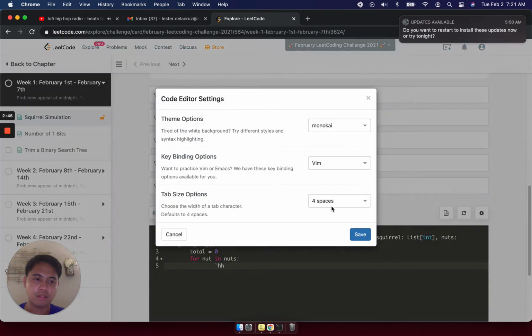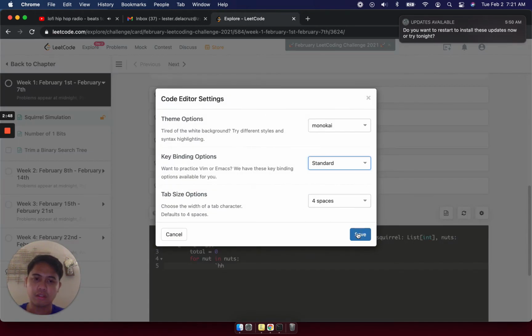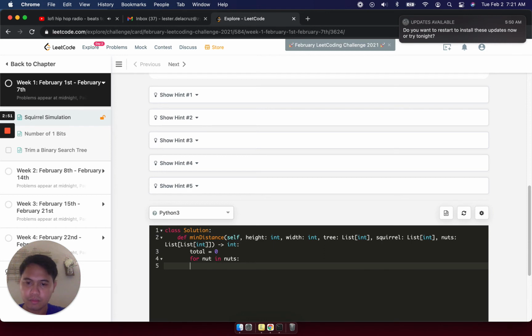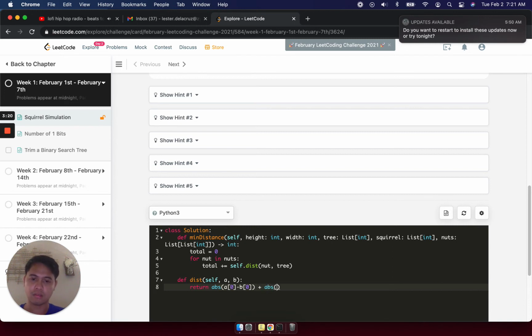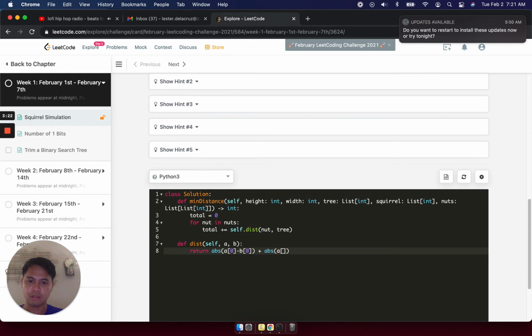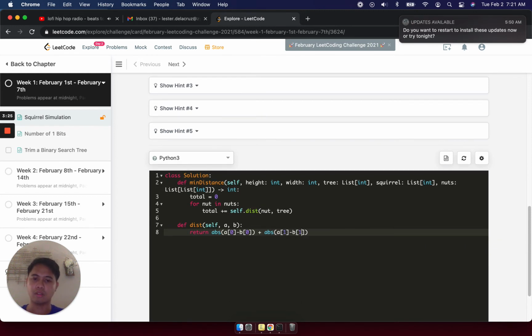The vim on this thing sucks. So I'm going to use standard. So total plus equals self.distance(nut, tree). This of course means that I need to define a function called distance. And I need to return the absolute value of a0 minus b0, plus abs of a1 minus b1.